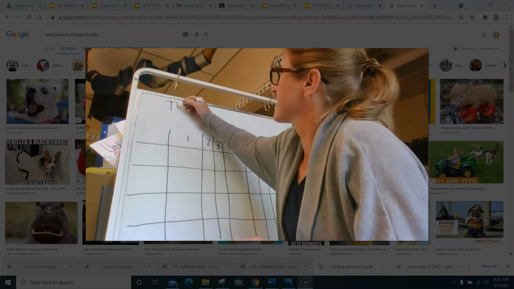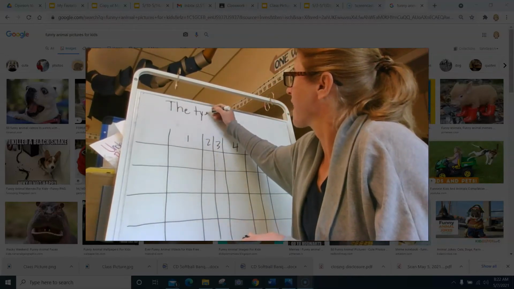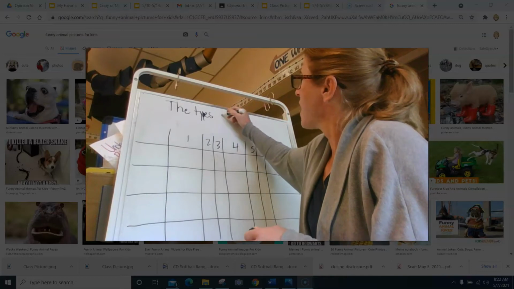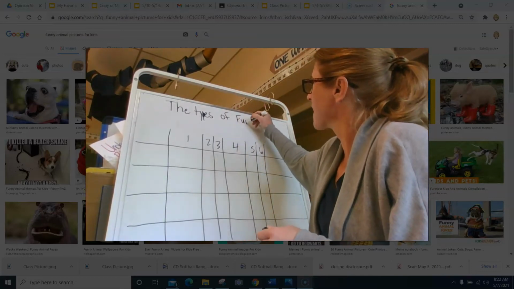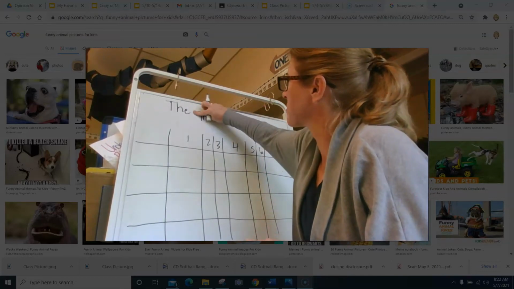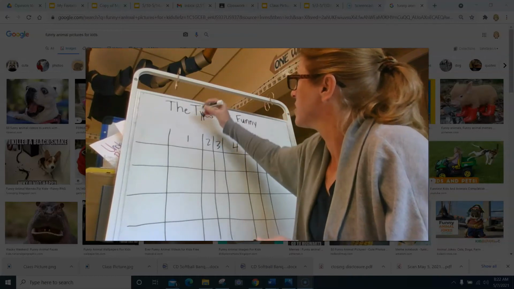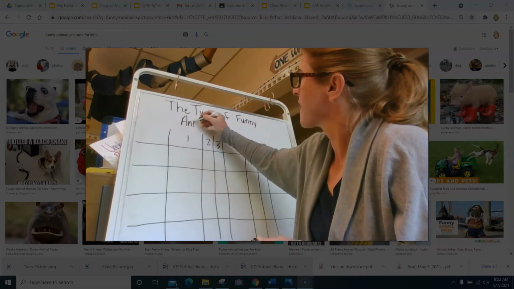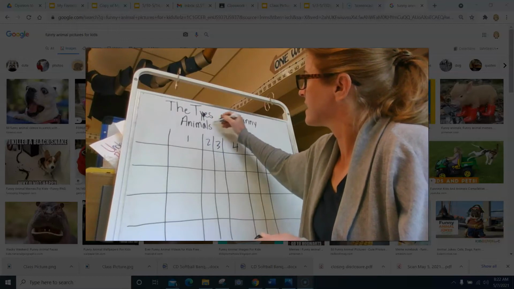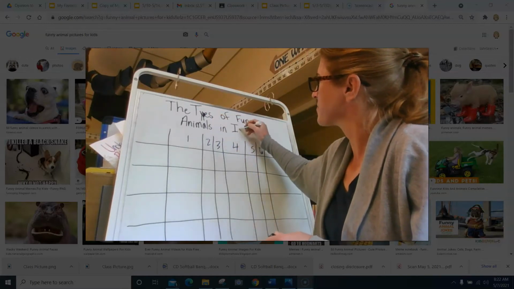And I could say the types, spell it right, types of funny animals. And this should be capital because important words in a title need capital. Animals in images.